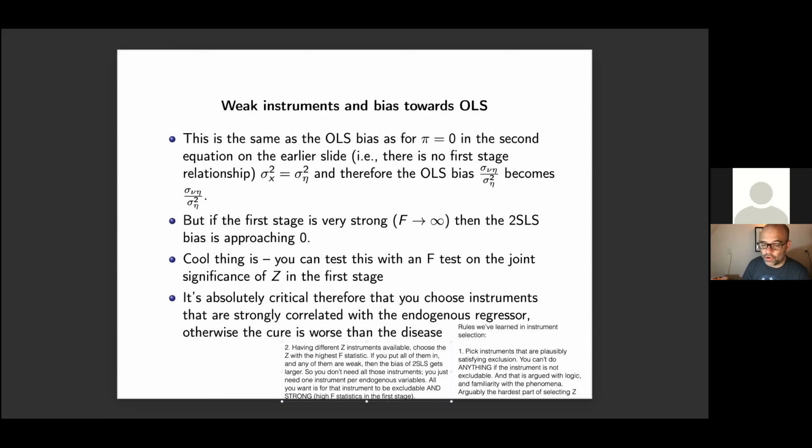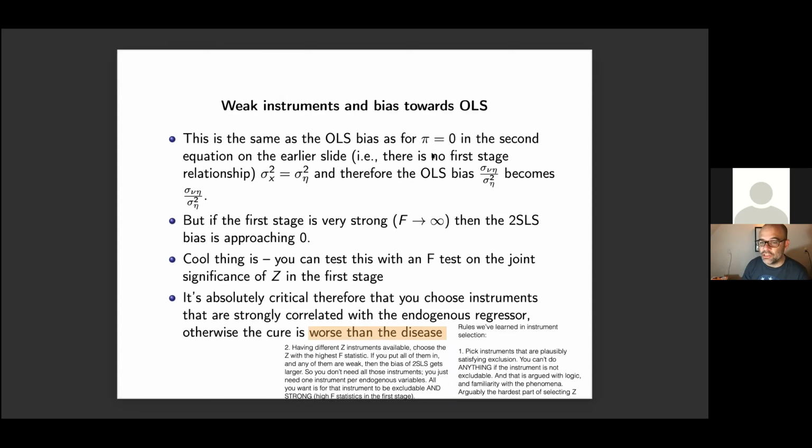So it's absolutely critical that you choose instruments that are strongly correlated with the endogenous regressor. Otherwise, the cure is worse than the disease. Why is it worse than the disease? Because the variance of the two-stage least squares estimator is larger than the variance of OLS.